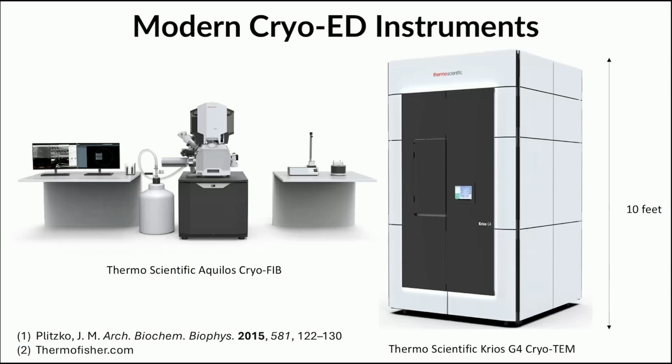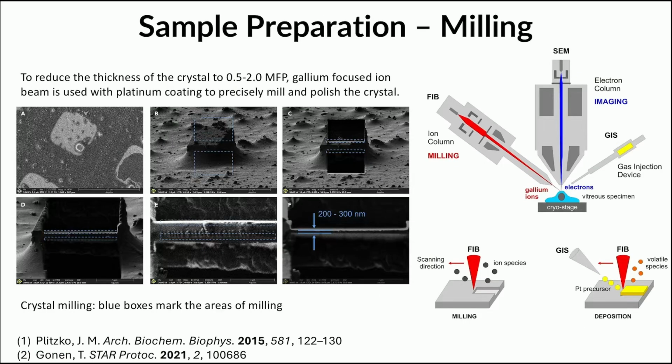On the left is the fancy TEM with the specific capabilities. Thermo Scientific is pushing this technique really hard. And on the right is the sample preparation, the cryo-focused ion beam, so that we can create the perfect thickness, which brings us to how and why we thin out the sample.